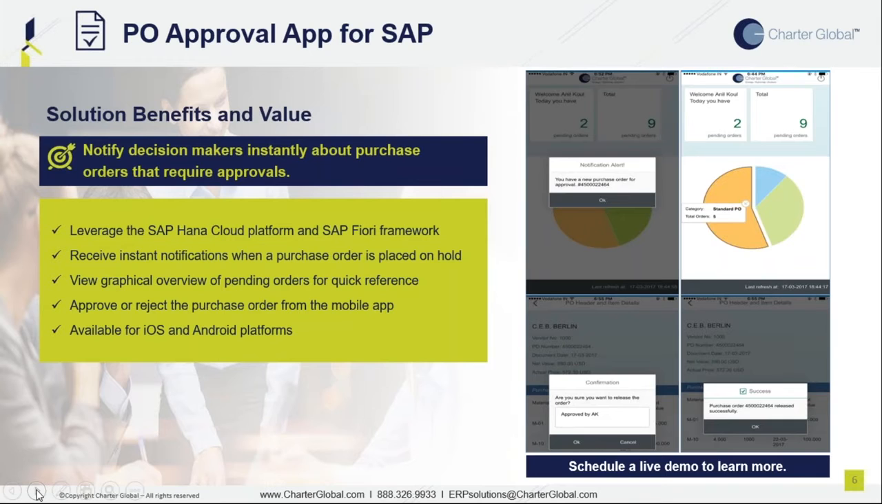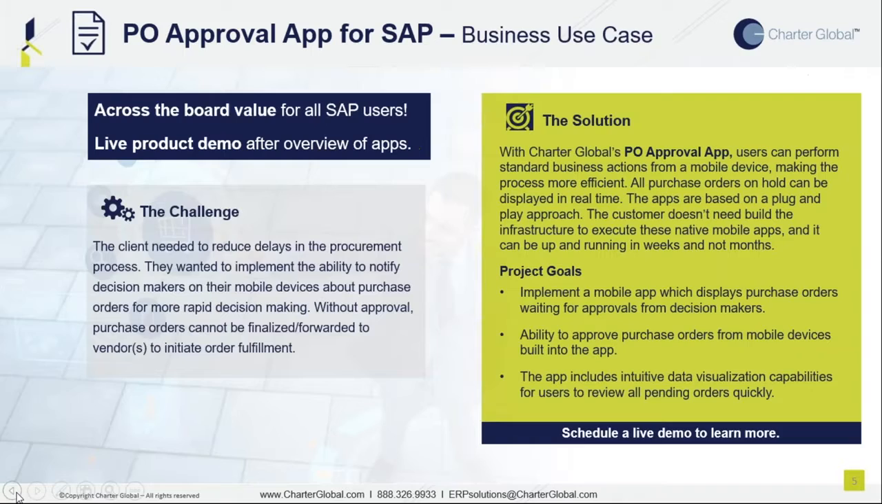Our first use case here is the purchase order approval app. This is a very standard use case which is available to all businesses. We all create purchase orders in the SAP ERP system, and those purchase orders go through an approval process as per company policy and procedures. What we have done is built an app which allows the approvers to be notified immediately when we have a purchase order which needs an approval.